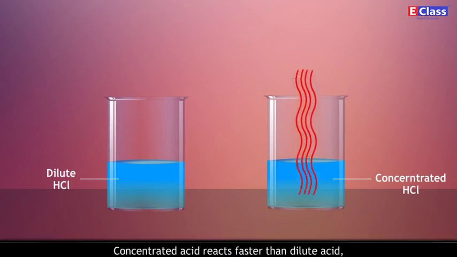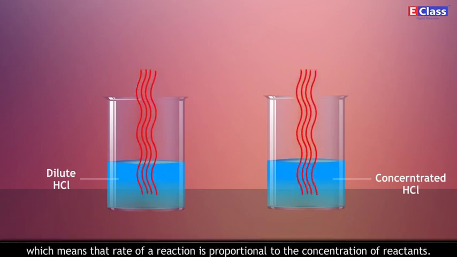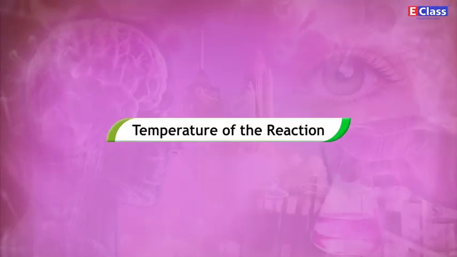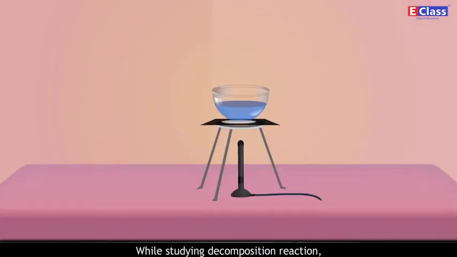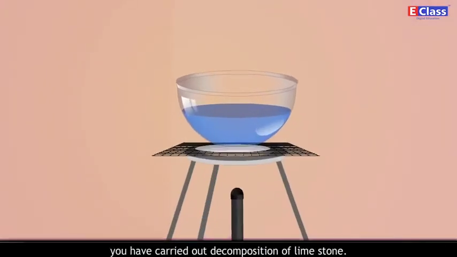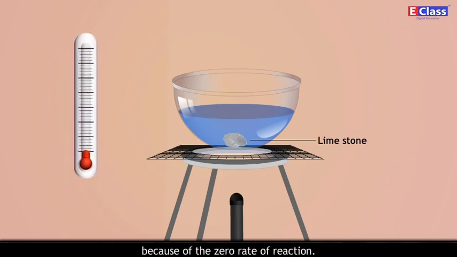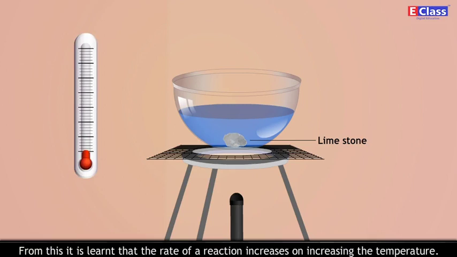Concentrated acid reacts faster than dilute acid, which means that the rate of a reaction is proportional to the concentration of reactants. D. Temperature of the reaction. While studying decomposition reaction, you have carried out decomposition of limestone. In this activity, the lime water does not turn milky before heating the limestone because of the zero rate of reaction. From this, it is learned that the rate of a reaction increases on increasing the temperature.